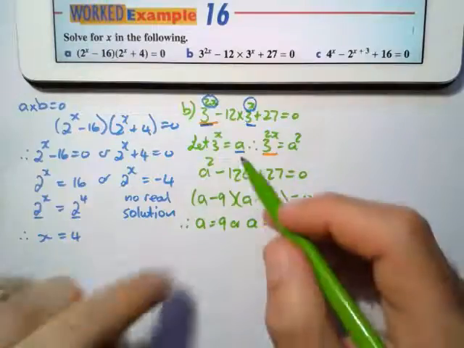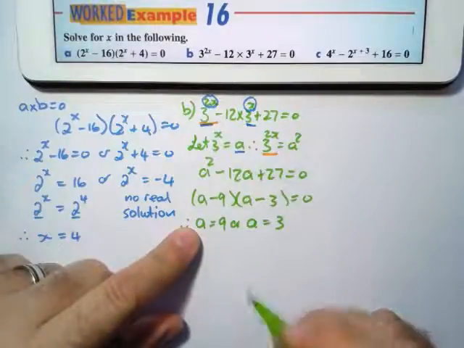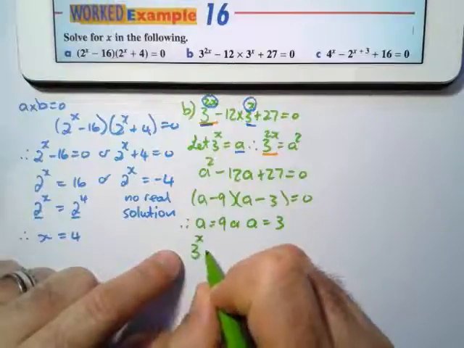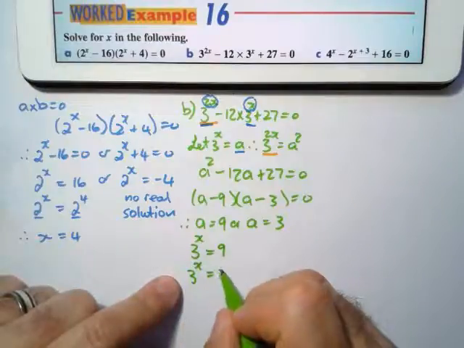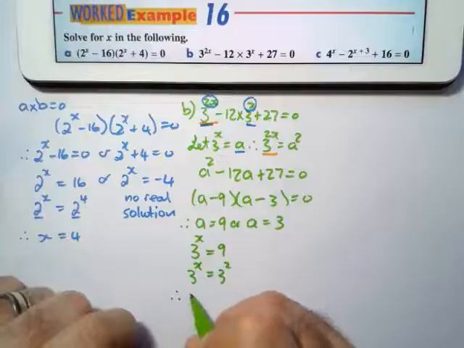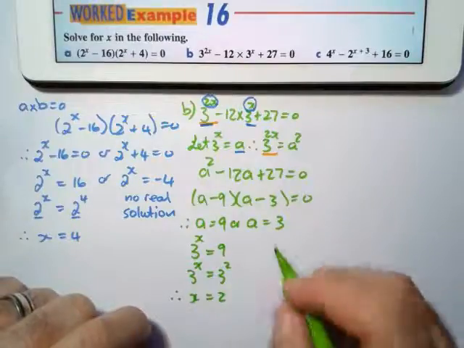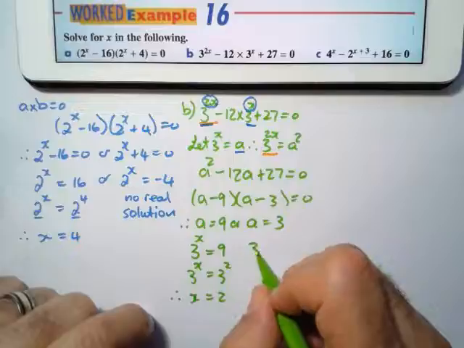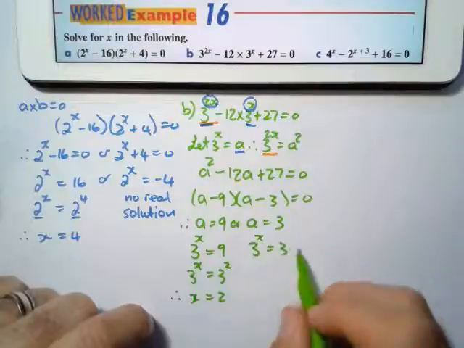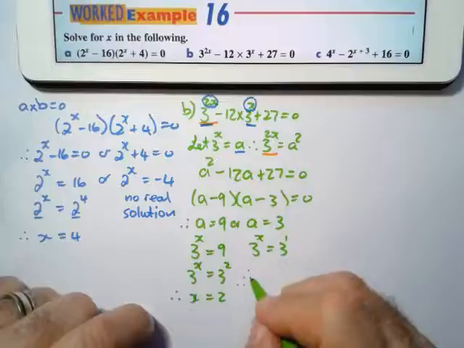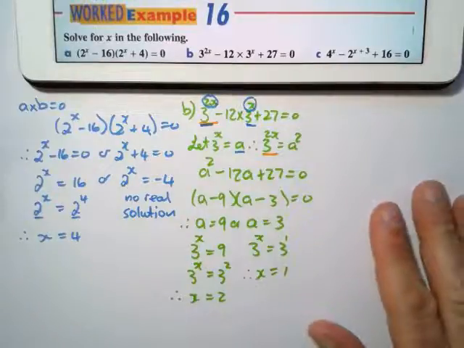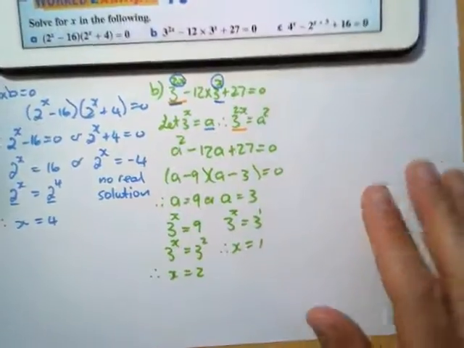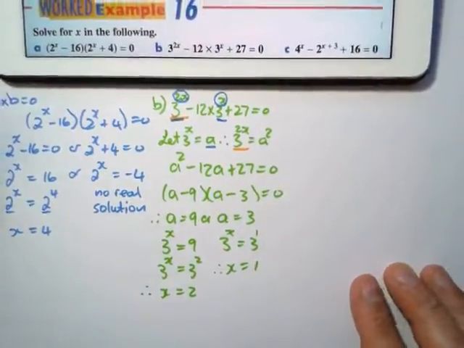But what is a? A we've said is 3 to the power x. So I can say this is 3 to the power x, which equals 9, which means 3 to the power x equals 9, which is 3 squared. Therefore, x equals 2. A is also 3 to the power x, which equals 3. And if there's nothing there, it means there's a 1. Therefore, x equals 1. So in this case, x has got two answers. I'm going to move this a little bit further because C might need some more.